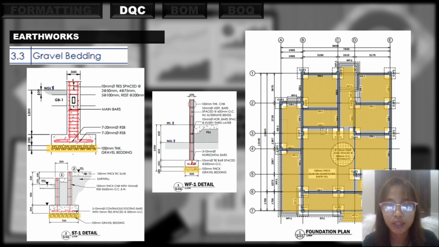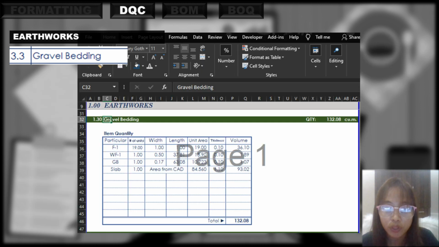Next item, the gravel bedding, is a layer of aggregate spread across the bottom for the purpose of leveling the ground before concrete pouring and to avoid direct contact of the rebars to the soil earth. Again, to compute for the needed volume of aggregates, we maintain the area we derive from the excavation, but the thickness shall change to 0.1 meter.